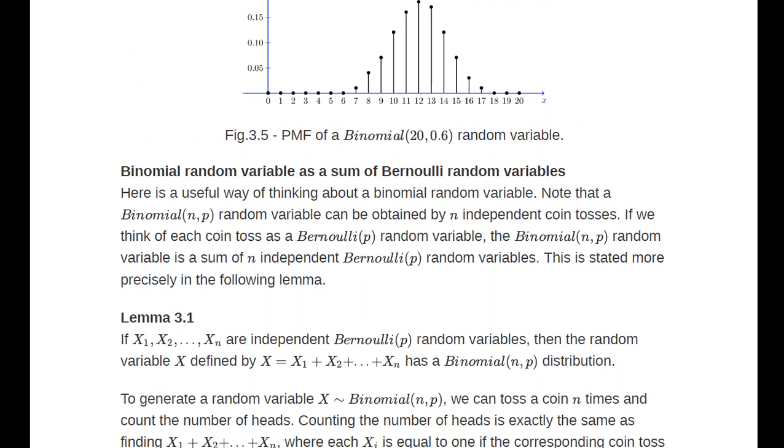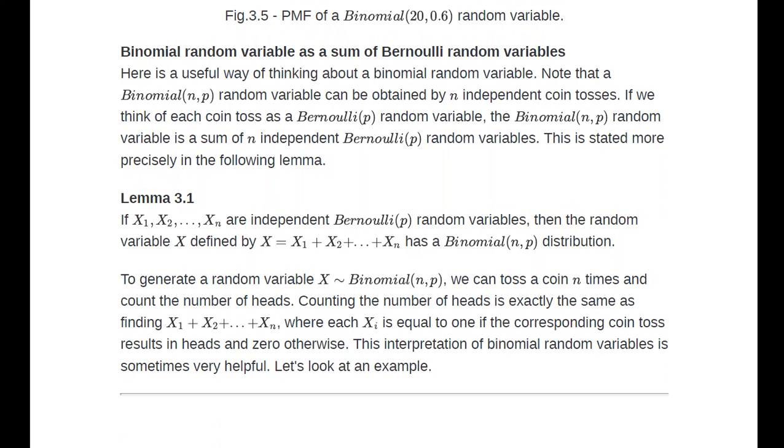A binomial random variable is the sum of Bernoulli random variables. Here is a useful way of thinking about a binomial random variable. Note that a Binomial(n, p) random variable can be obtained by n independent coin tosses. If we think of each coin toss as a Bernoulli(p) random variable, the Binomial(n, p) random variable is the sum of n independent Bernoulli(p) random variables.